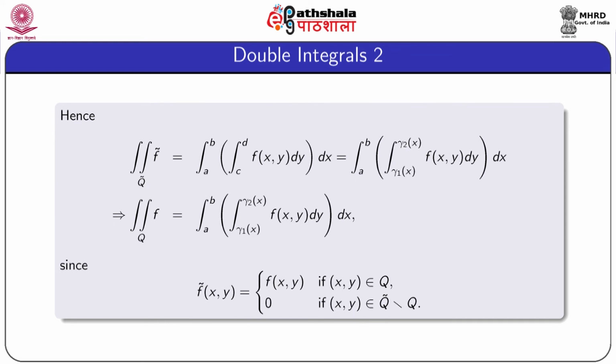Hence, the integral of f tilde over Q tilde equals the integral from a to b of the integral from c to d of f(x,y) dy dx, which equals the integral from a to b of the integral from gamma 1 of x to gamma 2 of x of f(x,y) dy dx. This implies the integral of f over Q equals the integral from a to b of the integral from gamma 1 of x to gamma 2 of x of f(x,y) dy dx. This follows from the definition of f tilde.